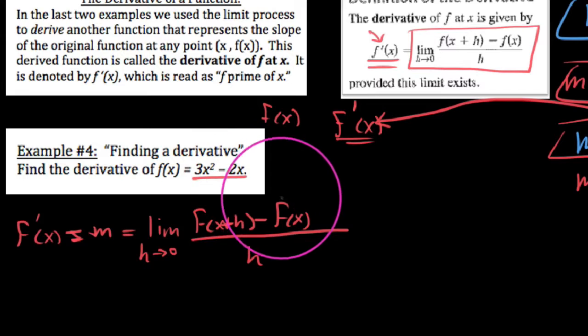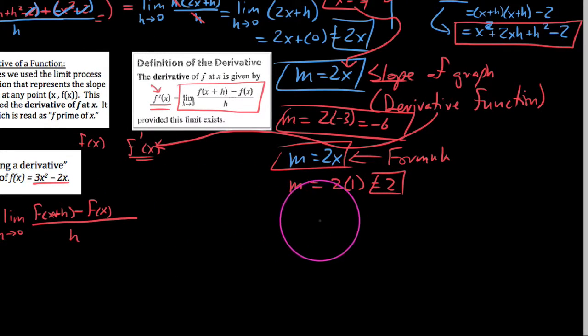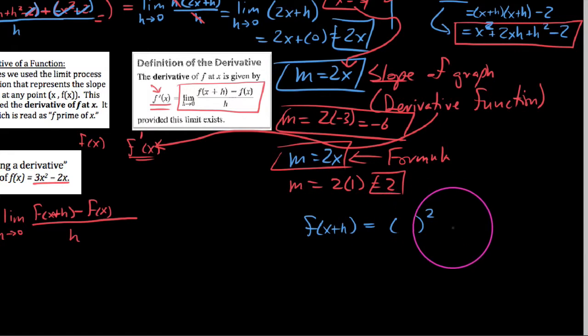So we already know f of x. We need to find f of x plus h. And so I'm going to go ahead and carry that out over here where I have some space. F of x plus h means in the original function, wherever we see an x, we're going to go ahead and carry it out, and we're going to plug in x plus h instead.